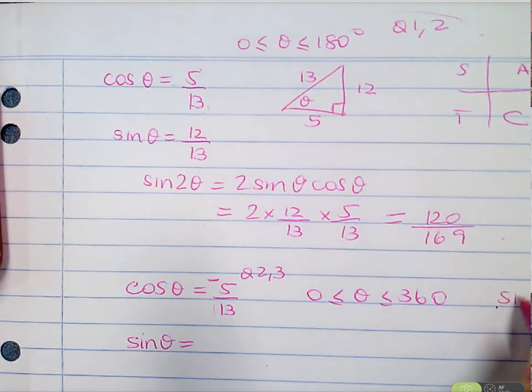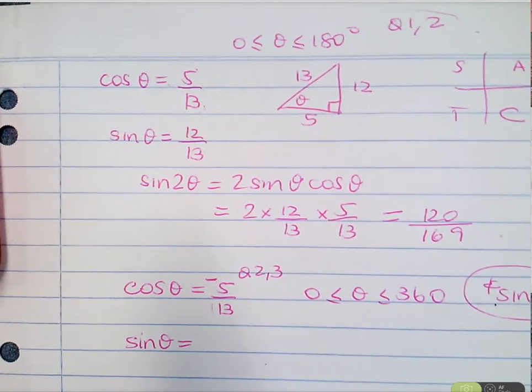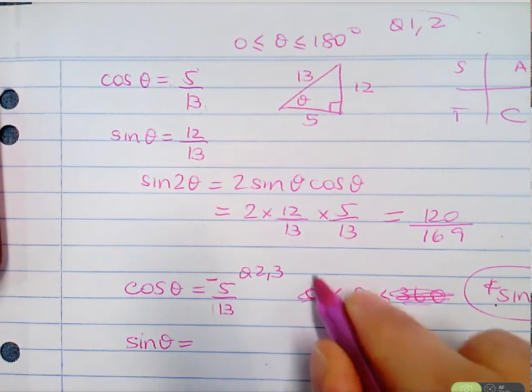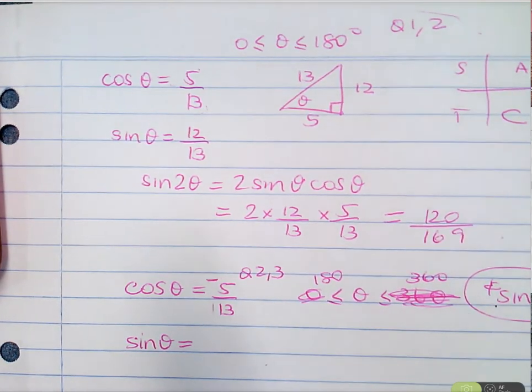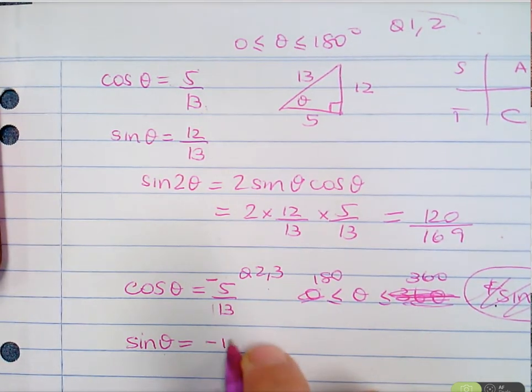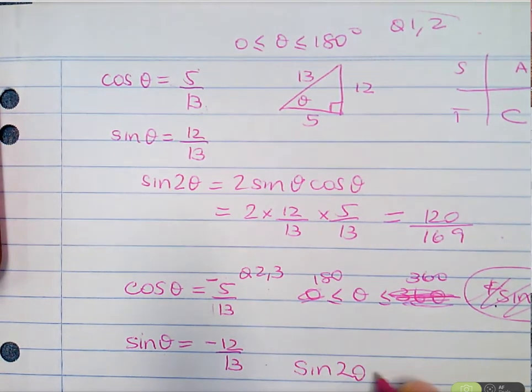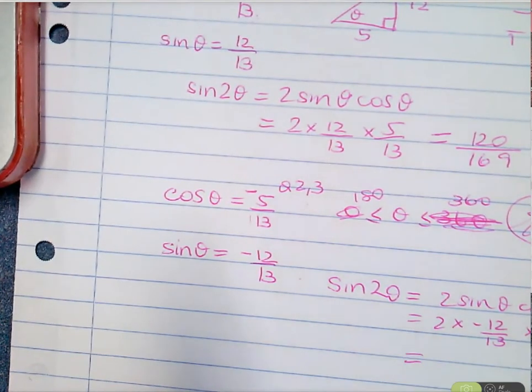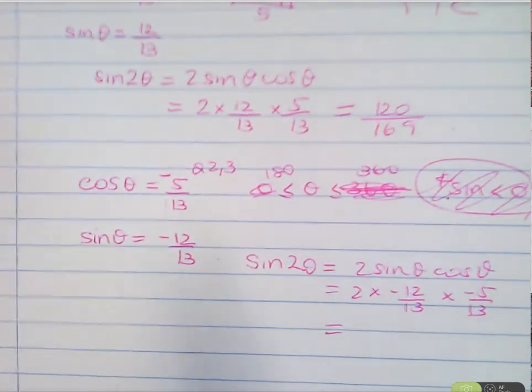Let's say they told you sine is negative. So it'd be in quadrant 3. Let's say they told you that it was from 180 to 360. So you'd have to be in quadrant 3, and this would have to be negative. So you'd get negative 12 on 13. So sine 2 theta would be 2 sine theta cos theta, which would be 2 times the negative, which gives you a positive answer. So you've just got to see what quadrant you're in.